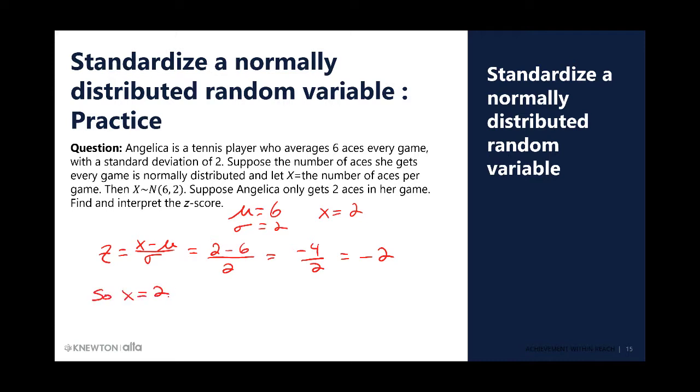So x equals 2, that was our data value. X equals 2 lies 2 standard deviations to the left of the mean. I'm sorry for my handwriting there. But that means that was a subpar game for Angelica, right? That means that she's 2 standard deviations below her average aces per game.